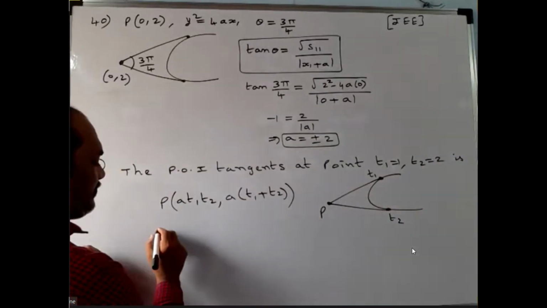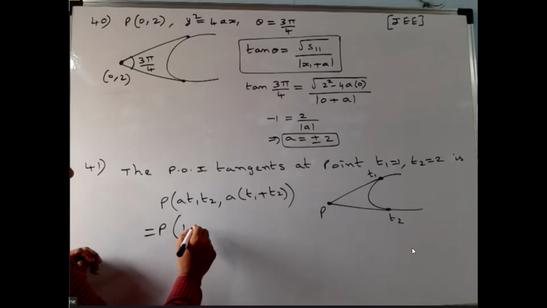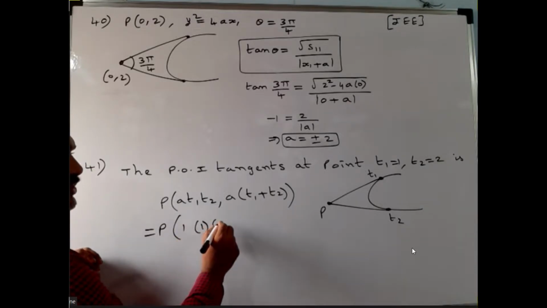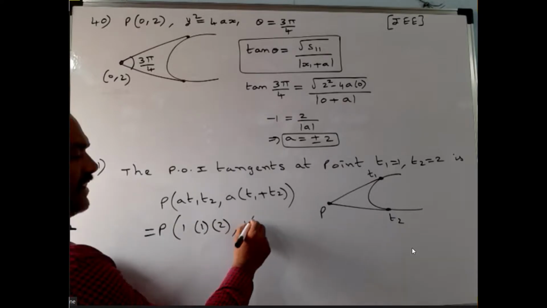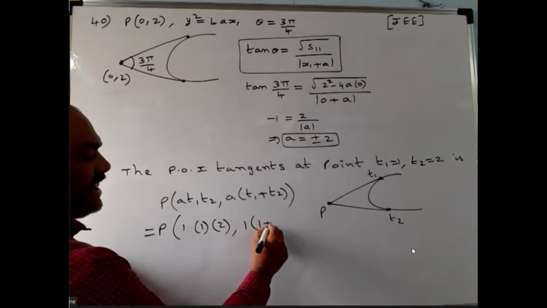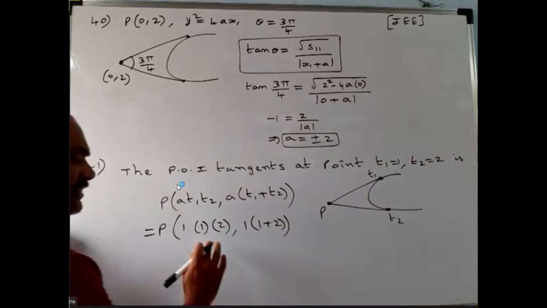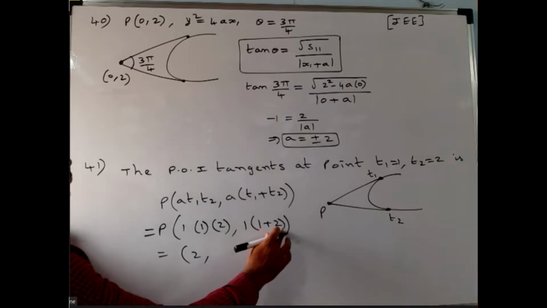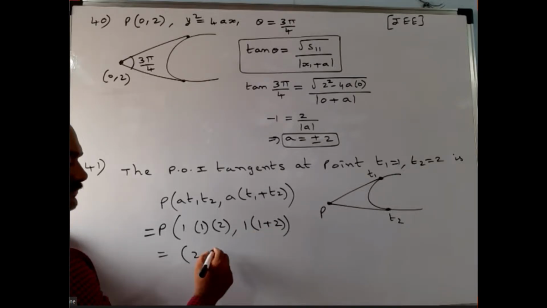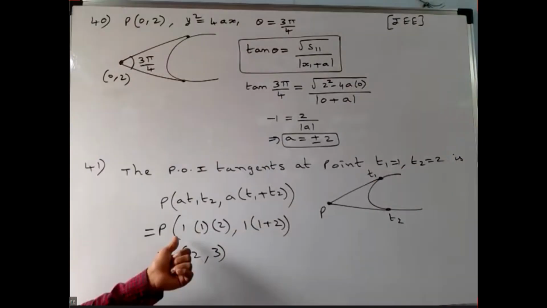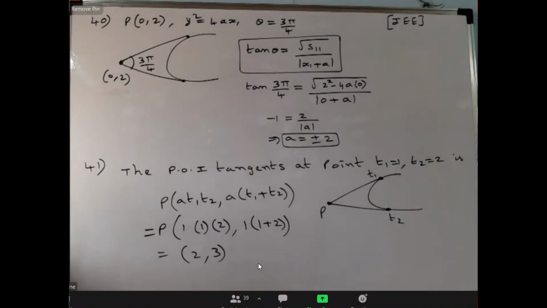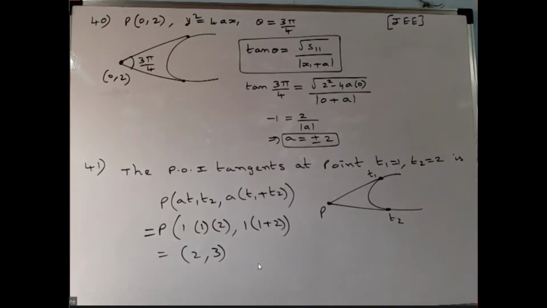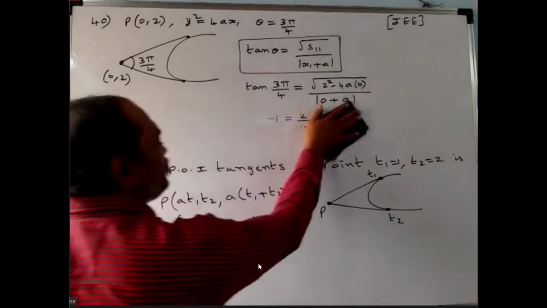Come on, speak up. A t1 t2, a t1 t2, a into t1 t2. So t1 into t2. Which point we required? t1 plus t2. Come on, speak up. t1 plus t2. These are the points. One is 2, another one is 1 plus 2, 3. So these are the points of intersection of tangents. Okay, next question, 42.